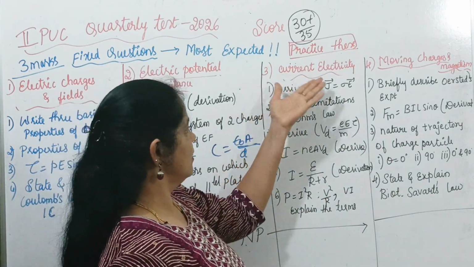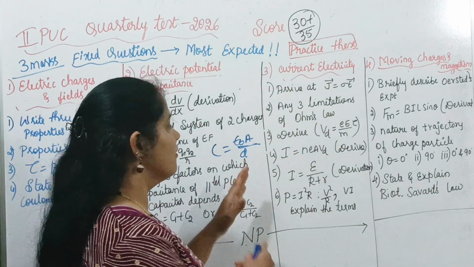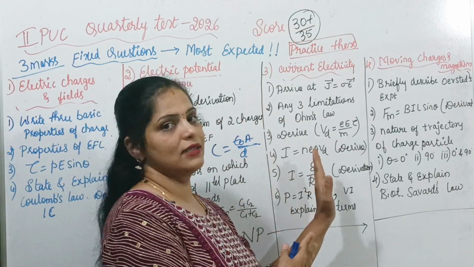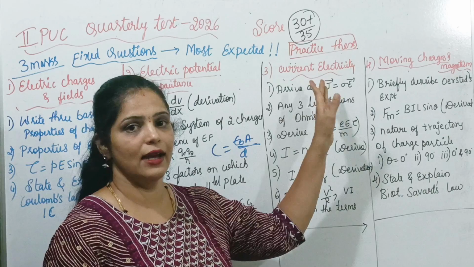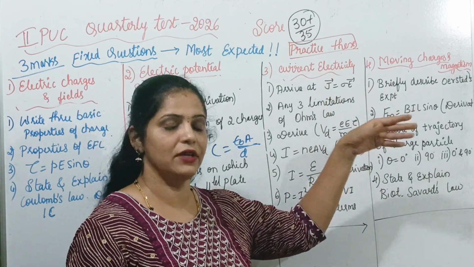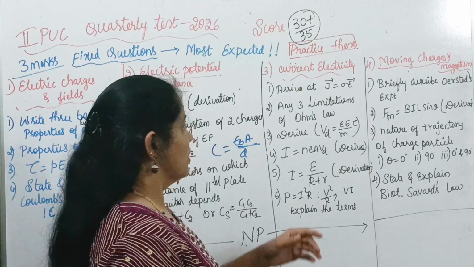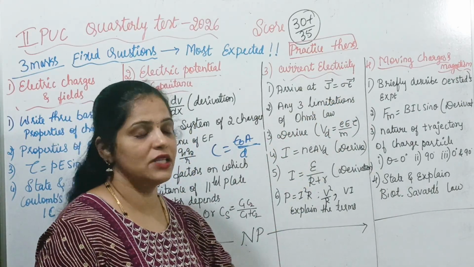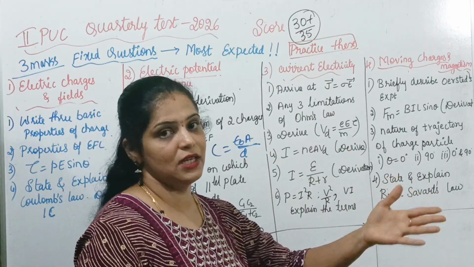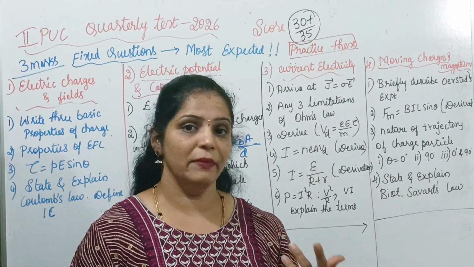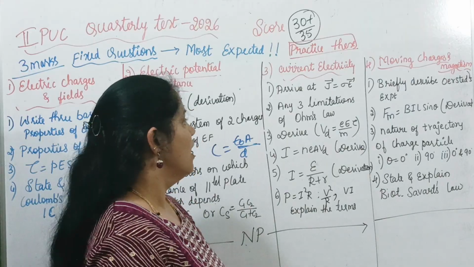And in current electricity, again so many questions are there. I have listed a few, and please do practice these questions, like arrive at J is equal to sigma E, that is current density in terms of electrical conductivity, or it is also called the vector form of Ohm's law. One of the very important, most expected questions. Another one is limitations of Ohm's law. Any 3 limitations of Ohm's law. It may be asked for 2 marks, you should write 2 points; for 3 marks, 3 points.